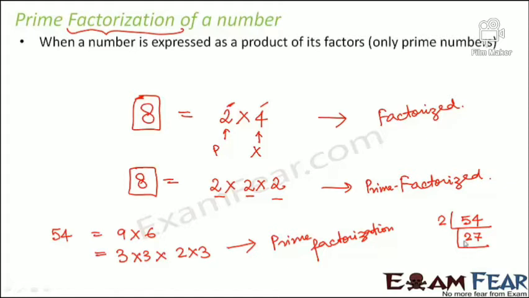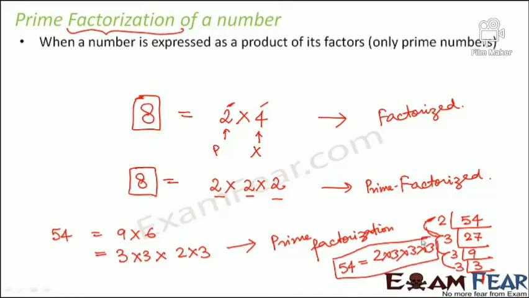27 will not be divisible by 2, but by 3 it will be divisible, because 3 9s are 27. Again 9 will be divisible by 3, so 3 3s are 9. Again this 3 will be divisible by 3, that is 3 1s are 3. You perform this until you get a 1 here. Until you get a 1, you continue the process. Once you have done this, you can write 54 as the product of all these factors, that is 2 into 3 into 3 into 3. So this is how we do prime factorization of a number.